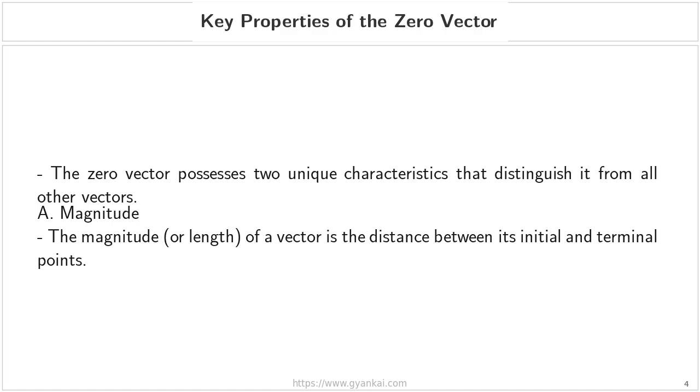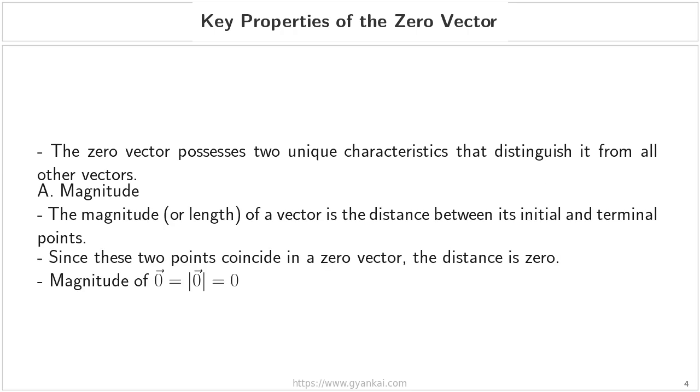Now, remember that the magnitude, or the length of any vector, is simply the distance between its initial point and its terminal point. But as we just discussed, in a zero vector, these 2 points coincide. They are the exact same spot. Therefore, there is no distance to measure. Mathematically, we express this by saying the magnitude of the zero vector, written as the absolute value of the zero vector, equals 0.